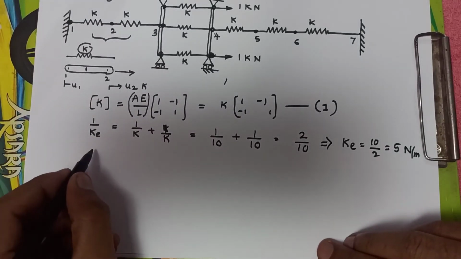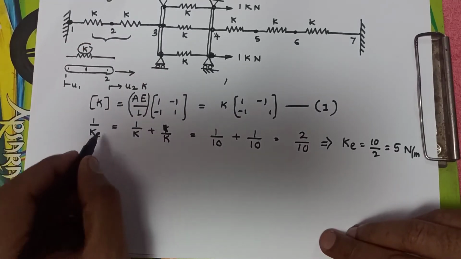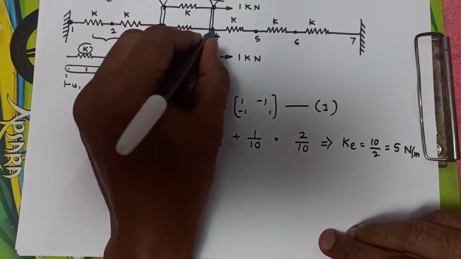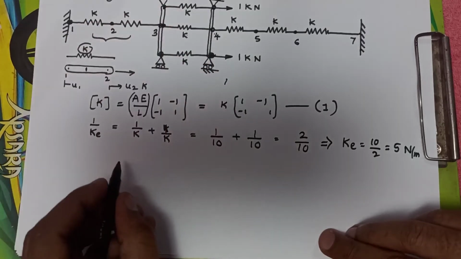Second, the parallel connection will come from here, 3 to 4. So 1, 2, 3 are arranged in parallel.